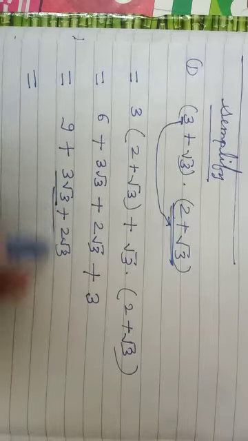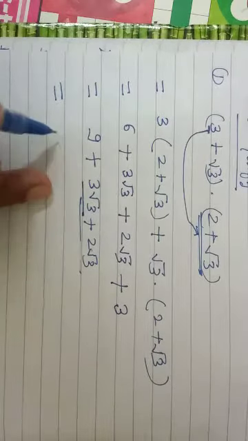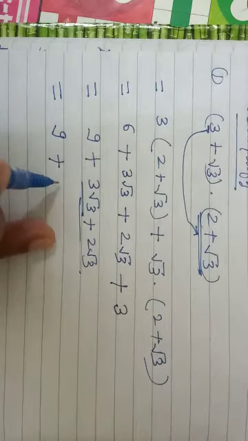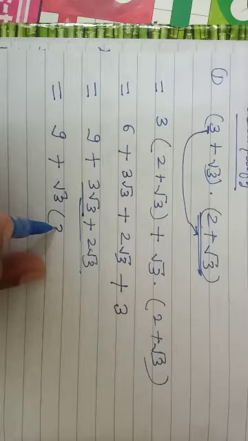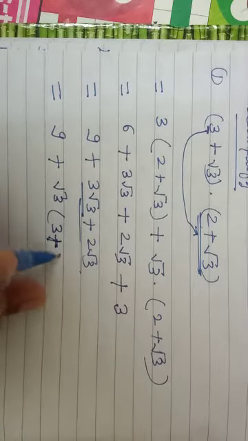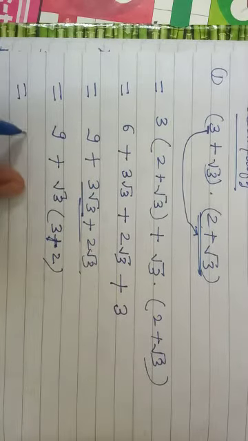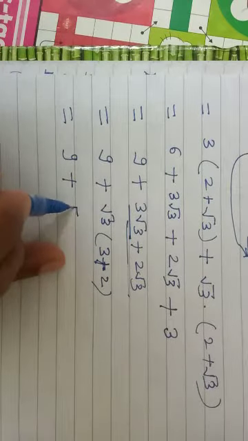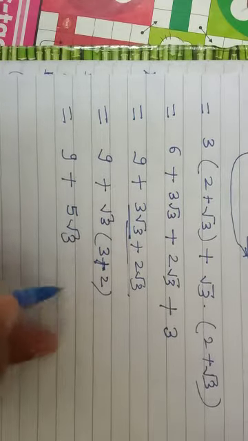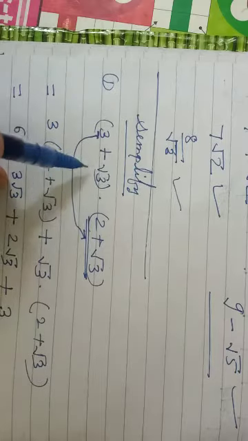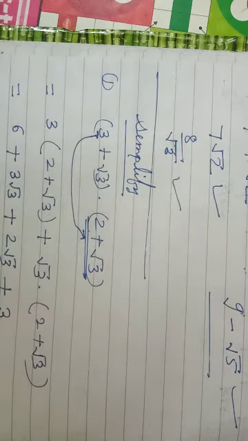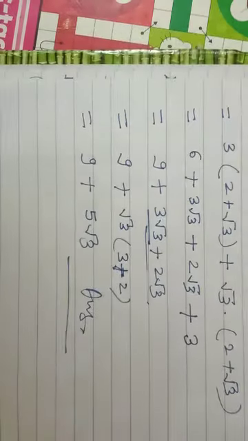In those two terms, root 3 is common, so that will be 9 plus root 3 we should take common. Here will be 3 plus 2. So what will be 9 plus 3 plus 2, 5. 5 root 3. That will be our answer. That is the simplification of the product of two irrational numbers. Okay. Now come on.